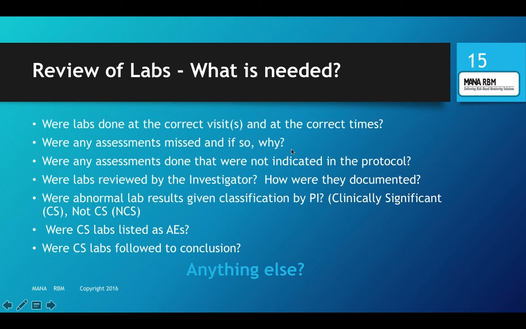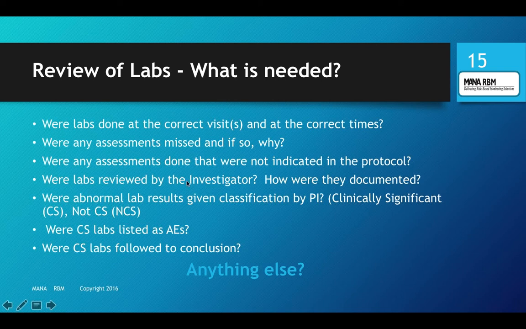Were there any assessments missed? And if so, why? So again, if you go back and look at things like the 483s that have been given to investigators, this was one where they missed assessments. So if you're seeing people systematically miss assessments, you need to really understand why that's the case, and that is a big warning sign for you. Were any assessments done that were not indicated in the protocol?